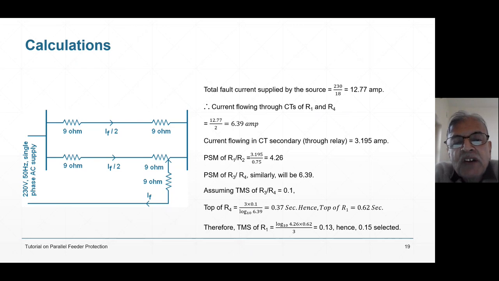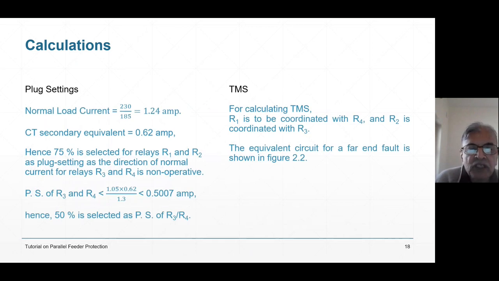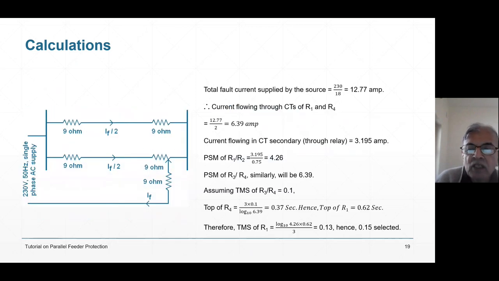Therefore, 12.77, that is what I have calculated, divided by 2. I will be reducing that to 2 because the CTs are 10 by 5. So 6.39 ampere is going to pass through R1 and R2. Not only R1 and R2, for R4 also the same current is passing. R3 also has the same current. R3 is not going to operate, but the same current is passing.